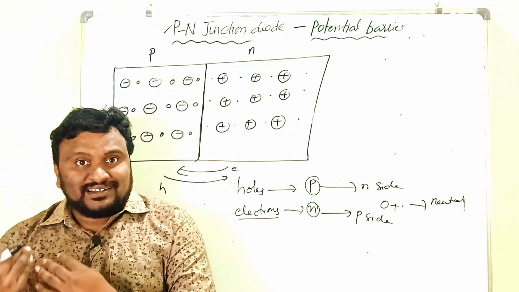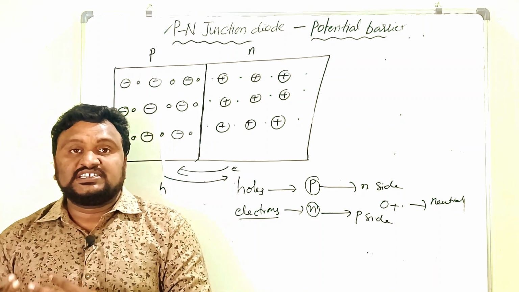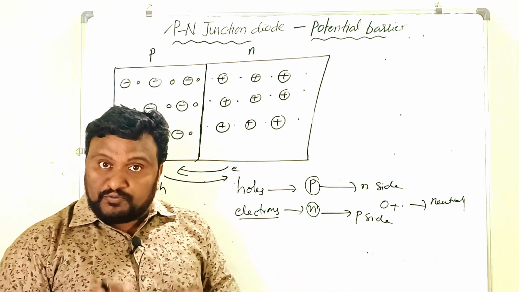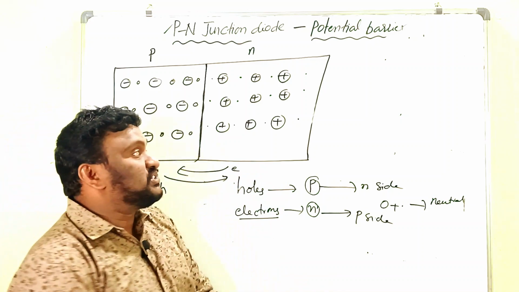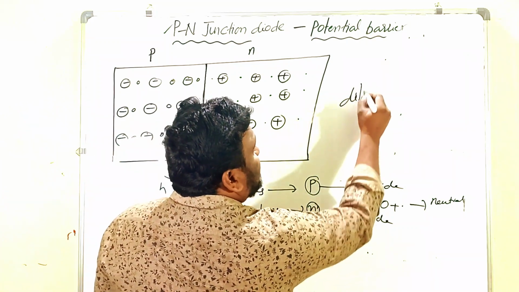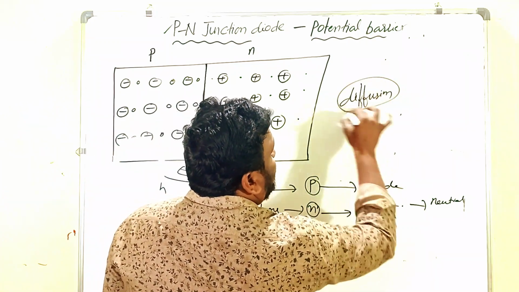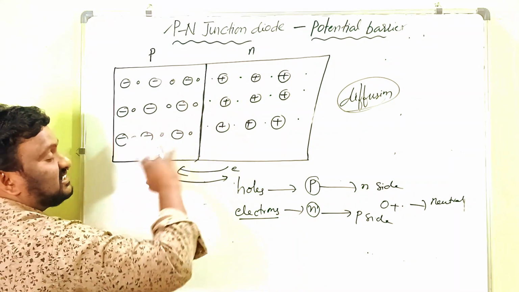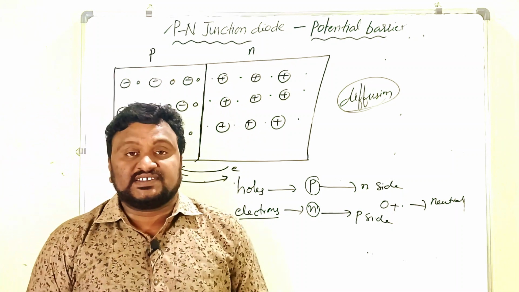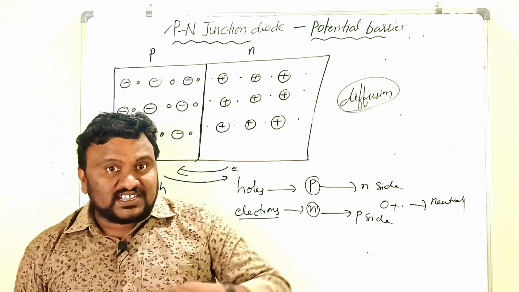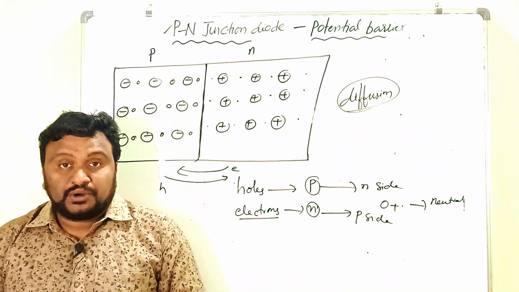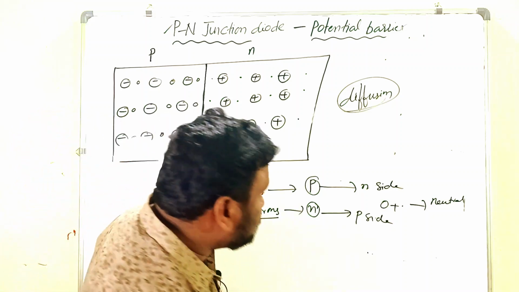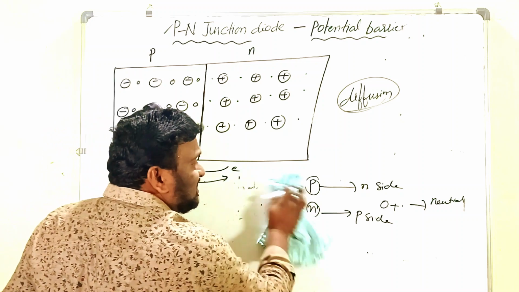And here the current is because of moving charges like holes and electrons from one side to the other side. That process is called diffusion, and the current is called diffusion current. Diffusion means what? Holes and electrons are moving from one side to the other. That is what we call diffusion of charges. And the current we get inside the p-n junction diode is what we call diffusion current. Clear, children? Now the process goes on continuously like that.